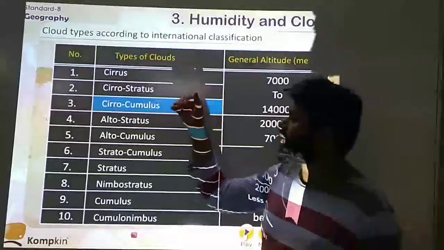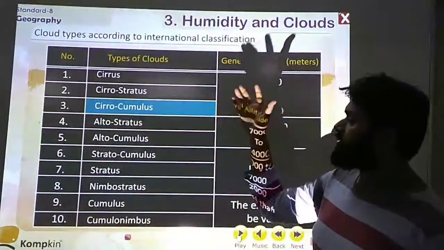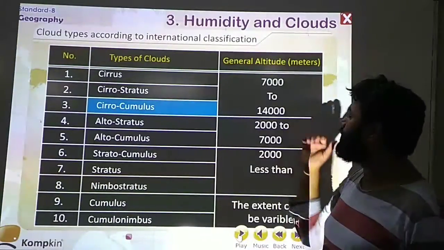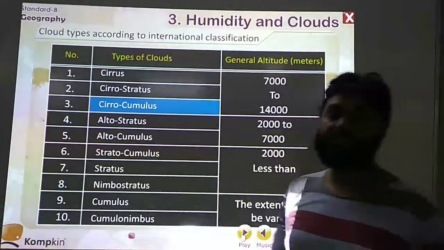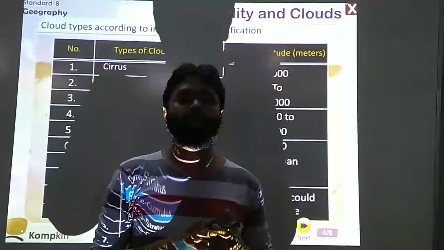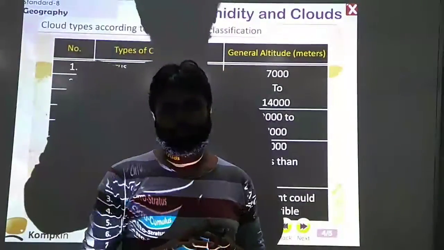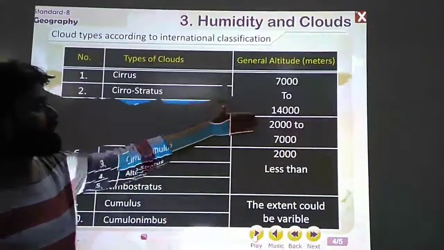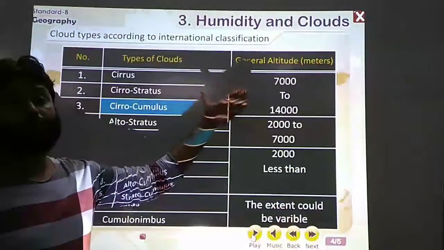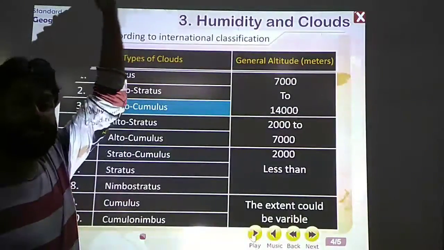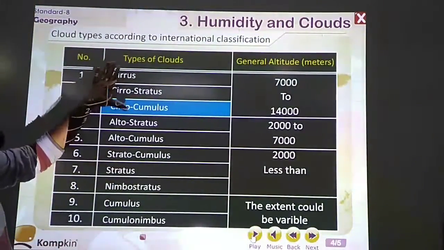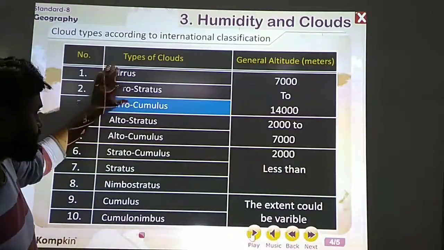The first three, cirrus, cirrostratus, and cirrocumulus, are at a height from 7,000 to 14,000 meters. It is more than Mount Everest. The height of Mount Everest is around 9,000 meters, and the cloud reaches 14,000 meters, that is 14 kilometers upward. So this is the height. This is the highest cloud.